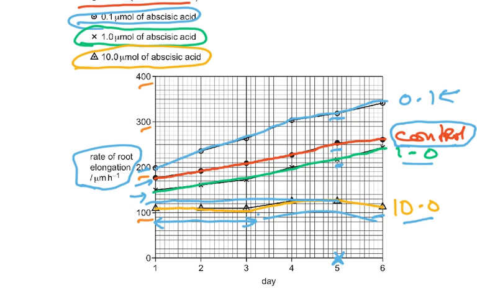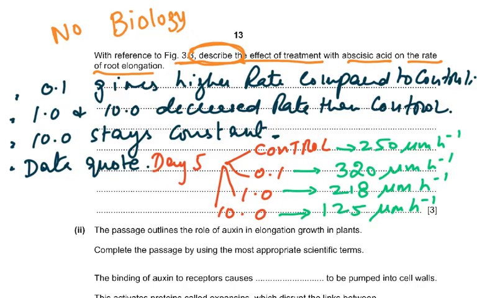You don't have to give me any bio. Why this is happening, how this is happening, no bio at all. Please remember this. So data quote means that you would give me figures for all these on any one specific day. You could have done it on day 5, you could have done it on day 6. I might be wrong here, I've not been very accurate in this. But the main thing is that you had to give me the units, and this is how you do a data quote, which is a very simple way of doing it.